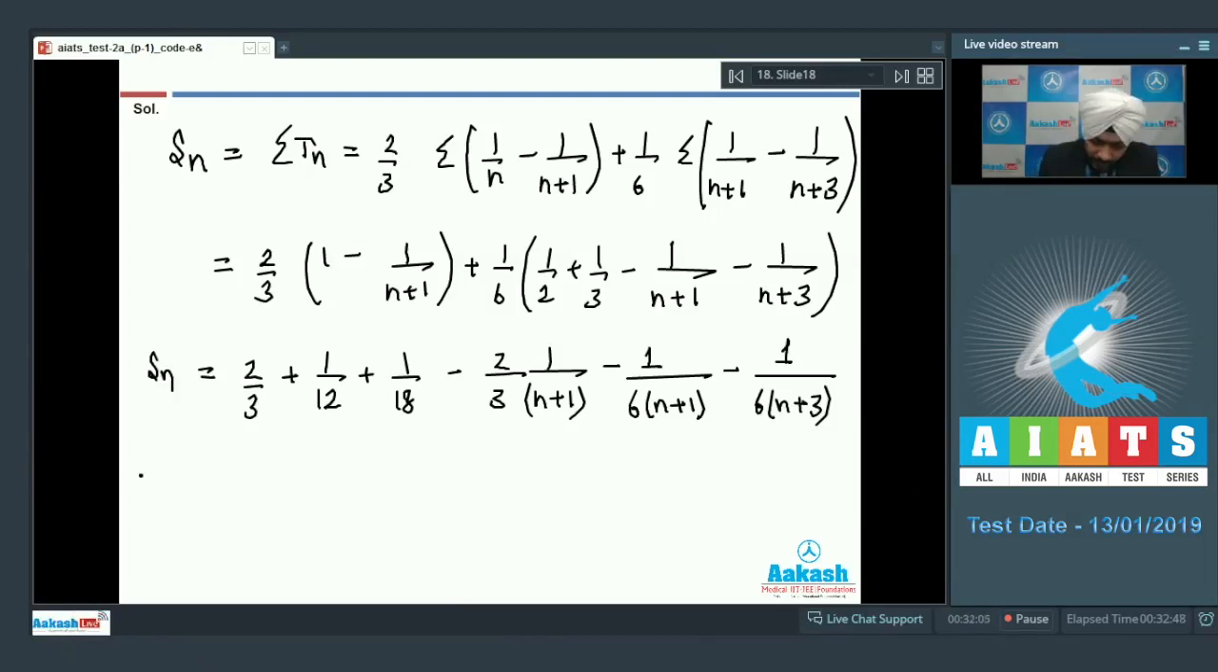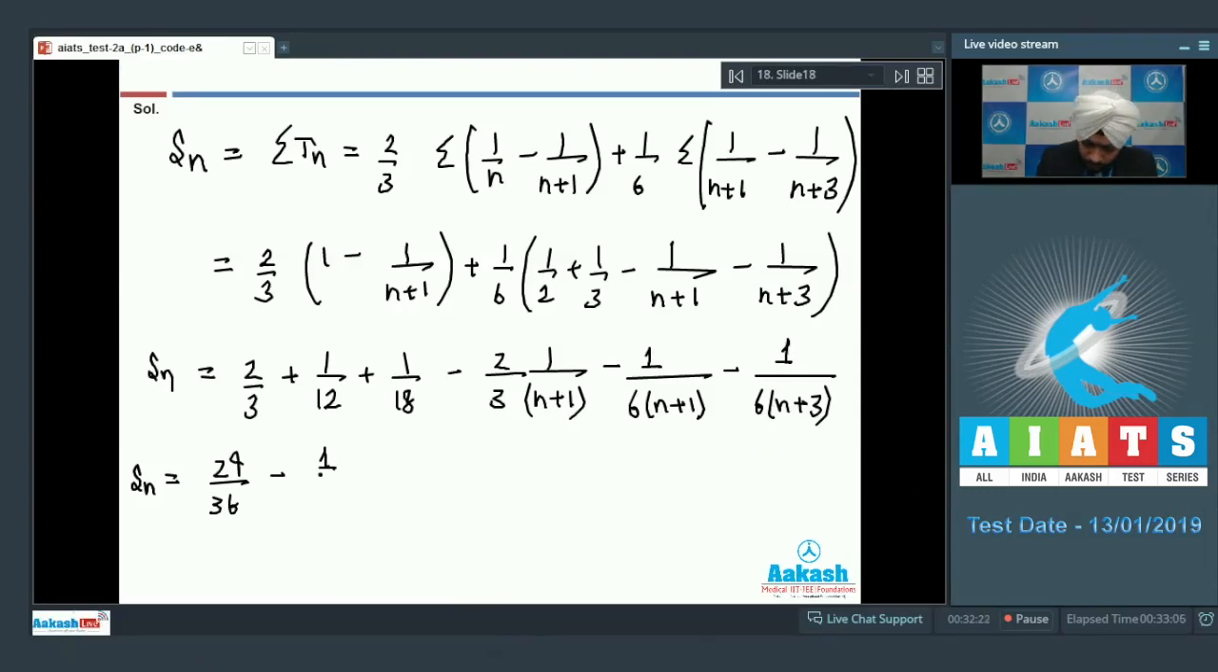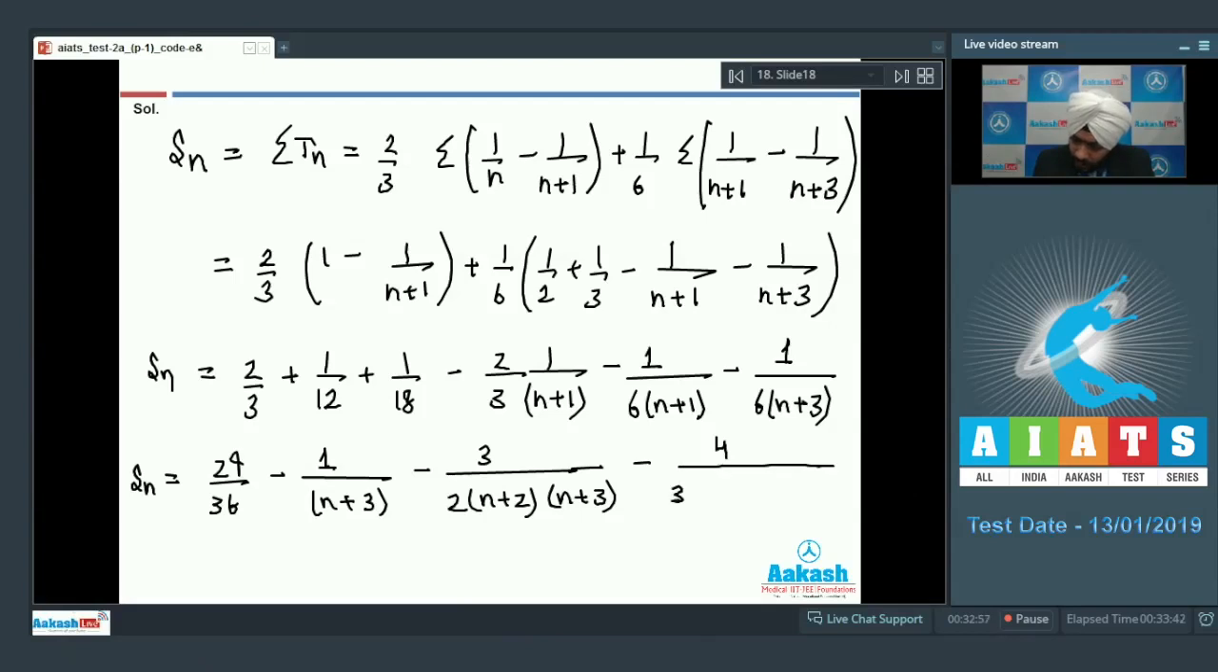Okay, students. So this is the value of Sn. Sn will be equal to, combining the constant terms, 29 by 36, minus the remaining terms. I have to produce them in such a way that I get a format comparable to these three terms. So this is minus 1 upon n plus 3, minus 3 by 2 into n plus 2 into n plus 3, minus 4 by 3 n plus 1 into n plus 2 into n plus 3. This is what you're going to get when you finally solve in this particular format.